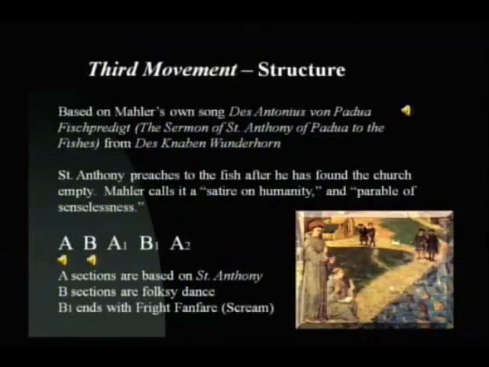So the two sections here are very much in the same form, a simple rondo form, like the second movement. It's an A and a B. A sections are based on St. Anthony. The B sections are a folksy dance. They're very much a German Ländler-style dance. Then we come back and repeat A, and then we repeat B again, and this time we end with that scream, that fright fanfare that Mahler has talked about. Let's hear just a couple seconds of those A and B sections. So this A section is going to be based right on the song we just heard.